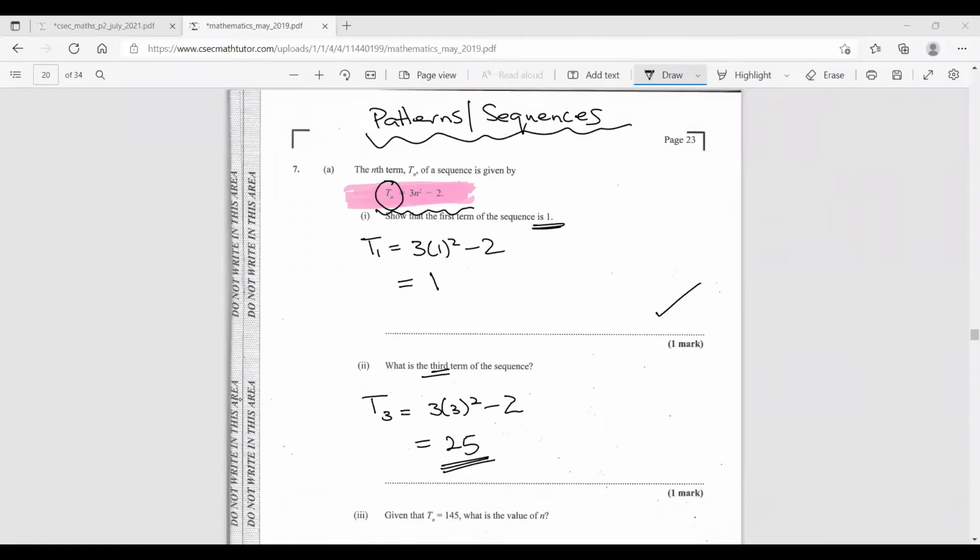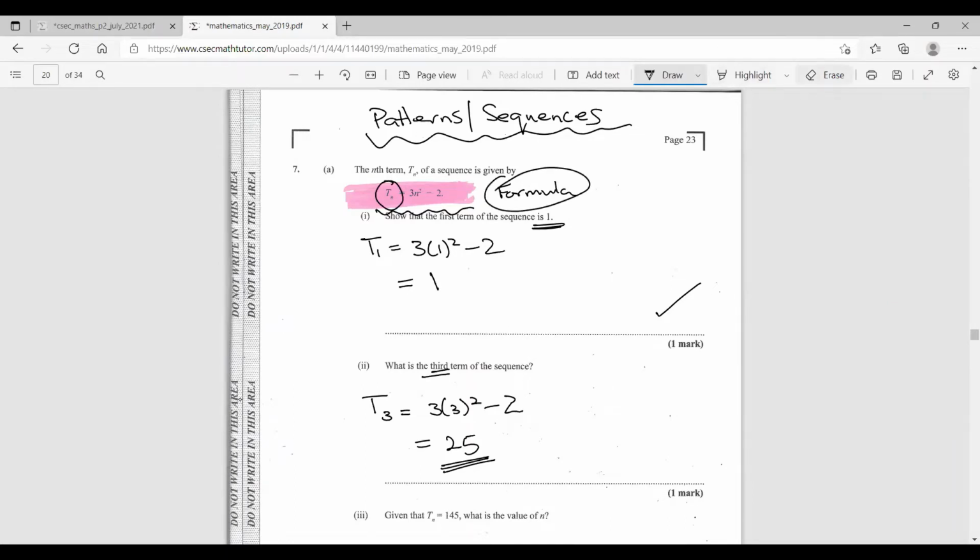So guys, today we'll be doing a question on patterns and sequences, which requires, as with everything else, critical thinking, right? So number 7A from May 2019: the nth term, which is Tn, of a sequence is given by Tn is equal to 3n squared minus 2. This is the formula for your pattern, or your sequence.